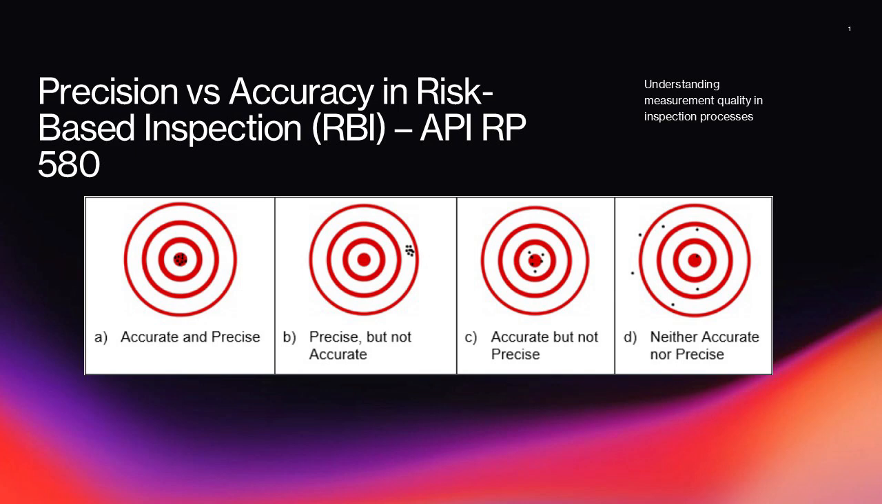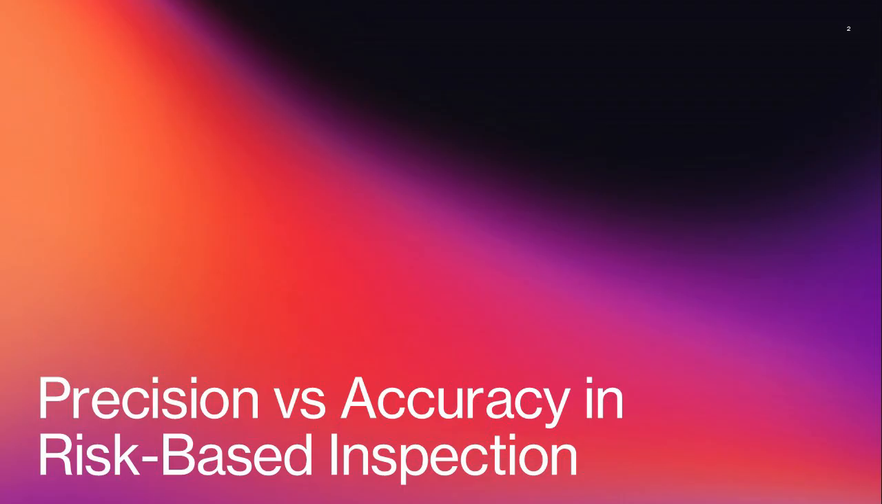Precision versus Accuracy in Risk-Based Inspection, RBI, API RP 580, Understanding Measurement Quality in Inspection Processes. Introduction to Precision and Accuracy in RBI, Why Precision and Accuracy Matter in RBI, Accuracy, Definition and Engineering Meaning, Precision, Definition and Engineering Meaning, Precision versus Accuracy, Key Differences, Visual Interpretation of Accuracy and Precision, Components of Precision in Inspection Data, Impact of Precision and Accuracy on RBI Results. Examples affecting accuracy and precision in RBI, Engineering Best Practices and Conclusion.